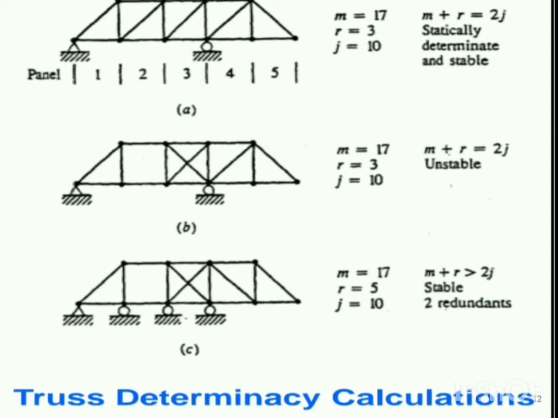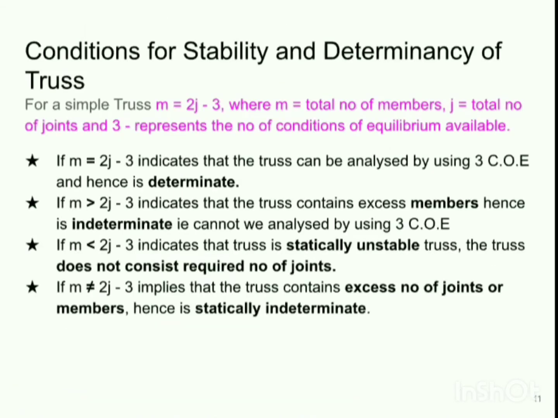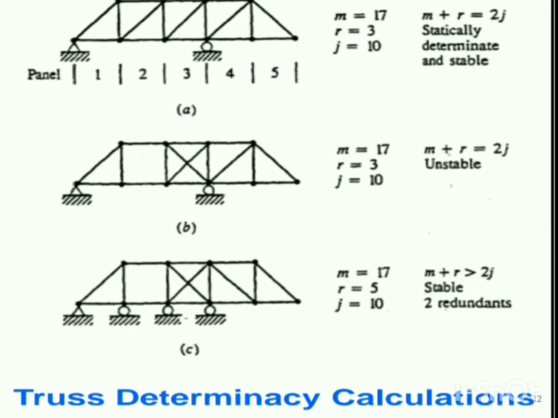In the second example, m is equal to 17. Over here it is the same type of truss as the first one, only with an additional member in the central panel, that is the third panel. So over here the number of members is 17, reactions will be the same, 3 reactions are there, and 10 joints are there. So it is unstable as it consists of excess members. As we have seen in the previous slide, m is greater than 2j minus 3, that type of truss consists of excess members, hence is indeterminate, that is, it cannot be analyzed by using the three conditions of equilibrium.